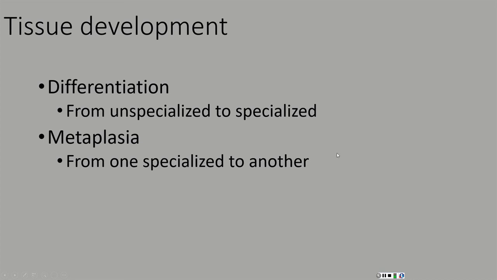And one thing that we will see is differentiation. And differentiation is what happens when we go from a tissue type that is unspecialized, so either that original lump of cells or those 3 tissue layers, to a very specialized type of tissue. So when we went from one of those layers to a connective tissue, that was differentiation. Another type is metaplasia. Metaplasia is when we change from one specialized type of tissue to another.